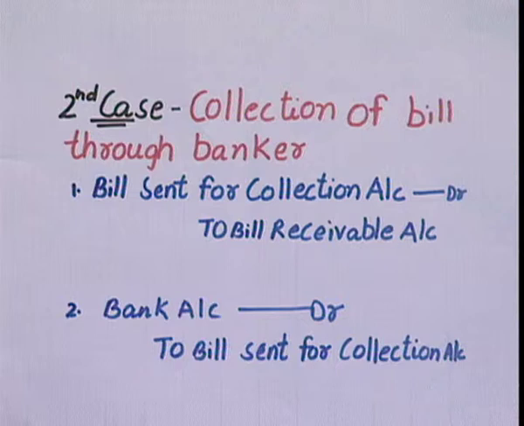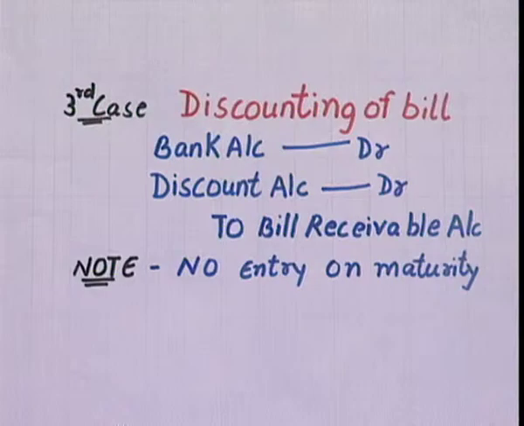Now, moving on to the third option, discounting the bill. The drawer of the bill, after receiving the bill, can also get the bill discounted from the bank. In this case, the entry passed is bank account debit, discount account debit to bill receivable account. At the time of maturity, no entry will be passed in the books of the drawer, since the bill has now become the property of the bank.